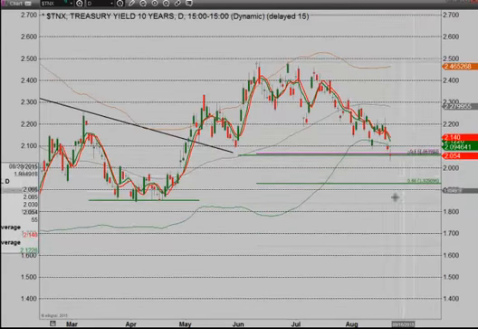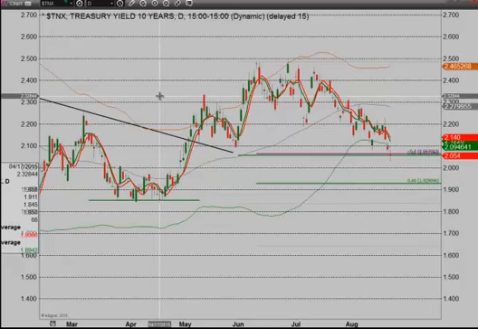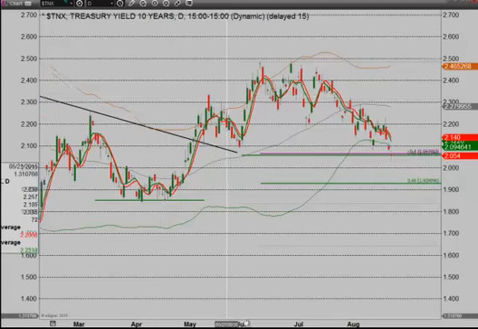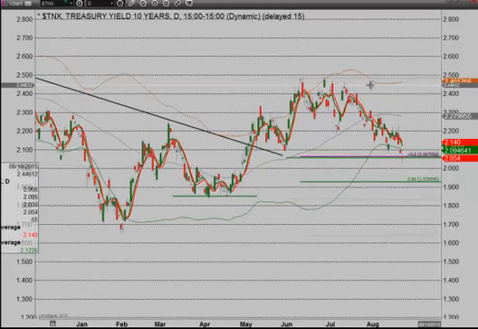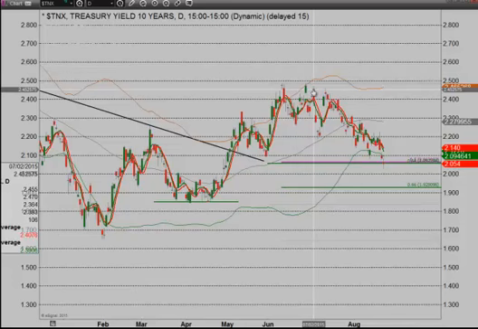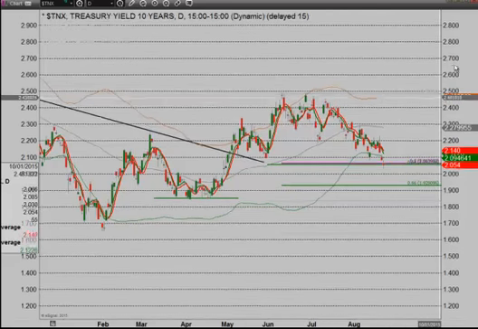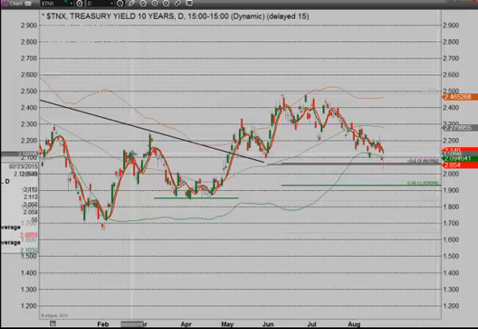You're into a pretty good band of support here, so I think longer term investors need to consider selling treasuries at these levels, going long yield here, and that's what this chart is telling us, and that's my position here. I have a small position here. I look to add to it once I can break out above 2.5. That could be a ways away. That'd be a pretty big move from here.